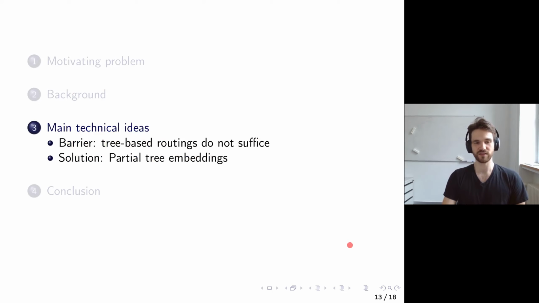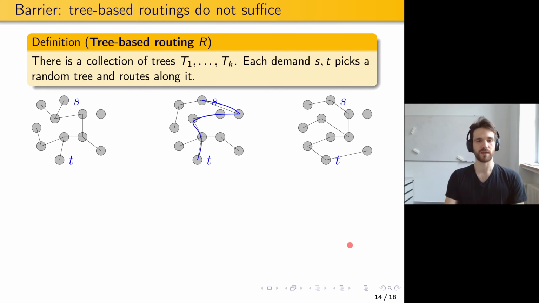Good, so let's continue on. This is a short talk, so I'm not going to give you many technical ideas, but I'm going to illustrate a few of them. Let me tell you why all the previous approaches failed. All the previous approaches were dependent on so-called tree-based routing. All of the approaches that I know of were relying on tree-based routings.